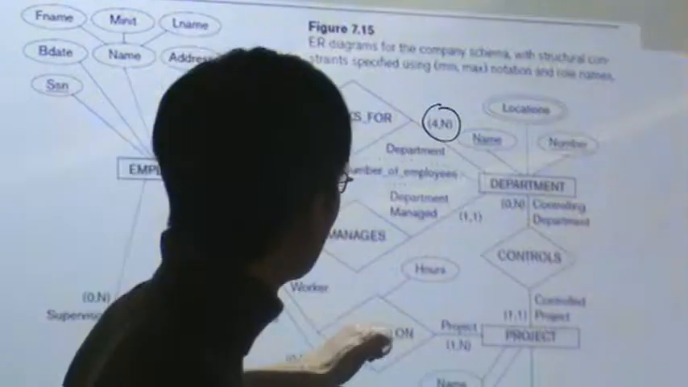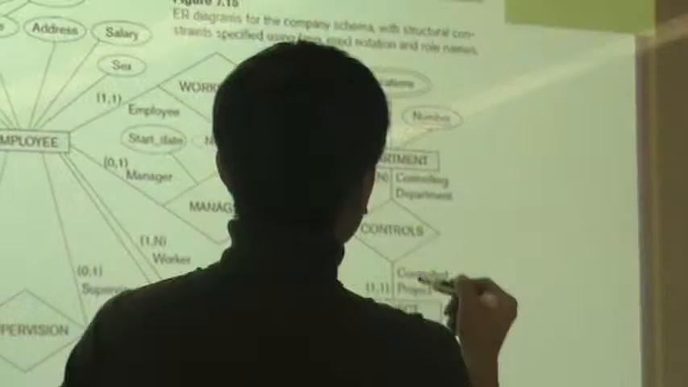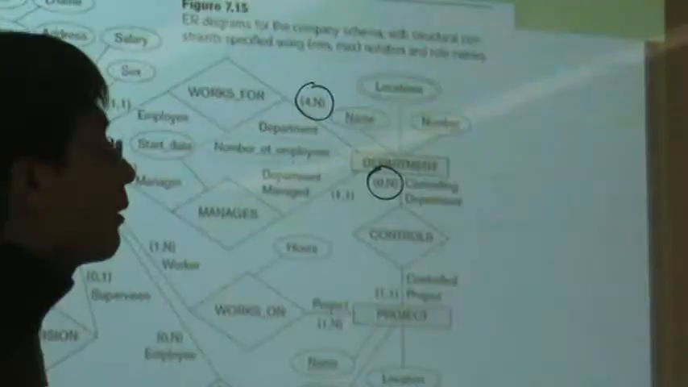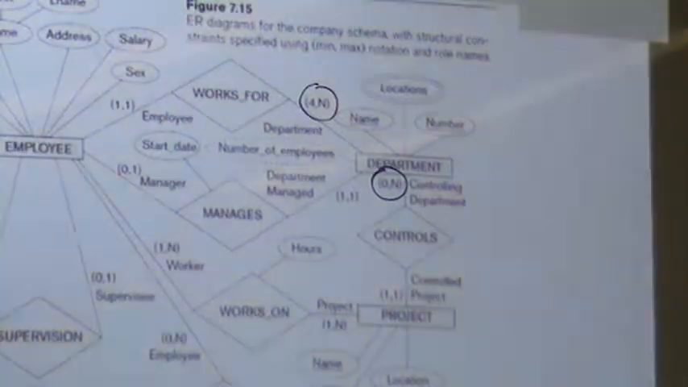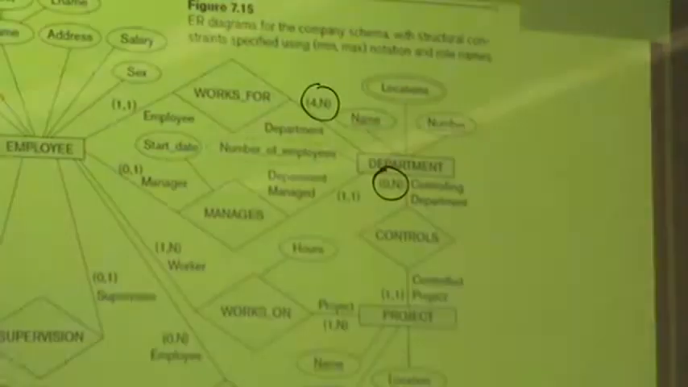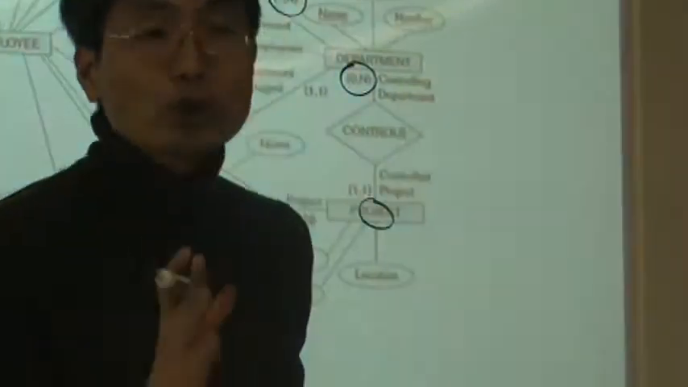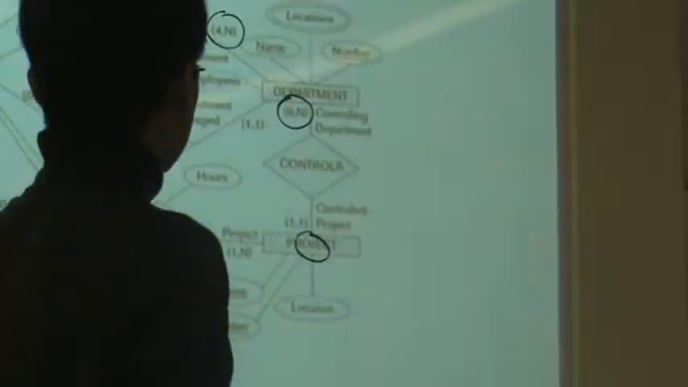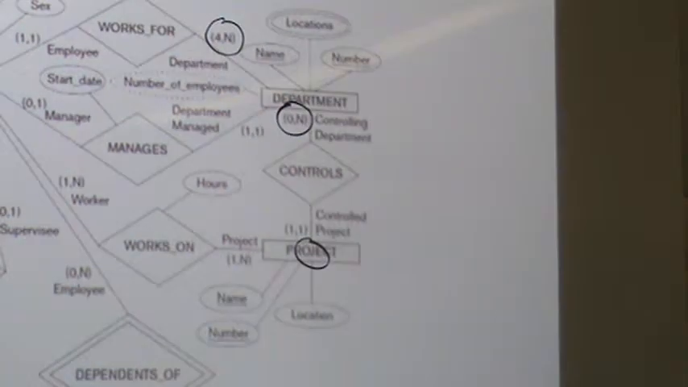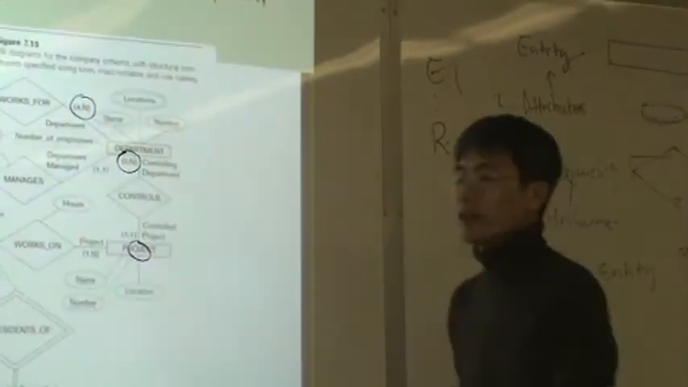And what about this one? 0, n. Some department may not have any controlling project. Maximum n. What about the project side? Each project should have exactly one controlling department. Okay? So this min-max notation provides more specific information than the regular ER model.